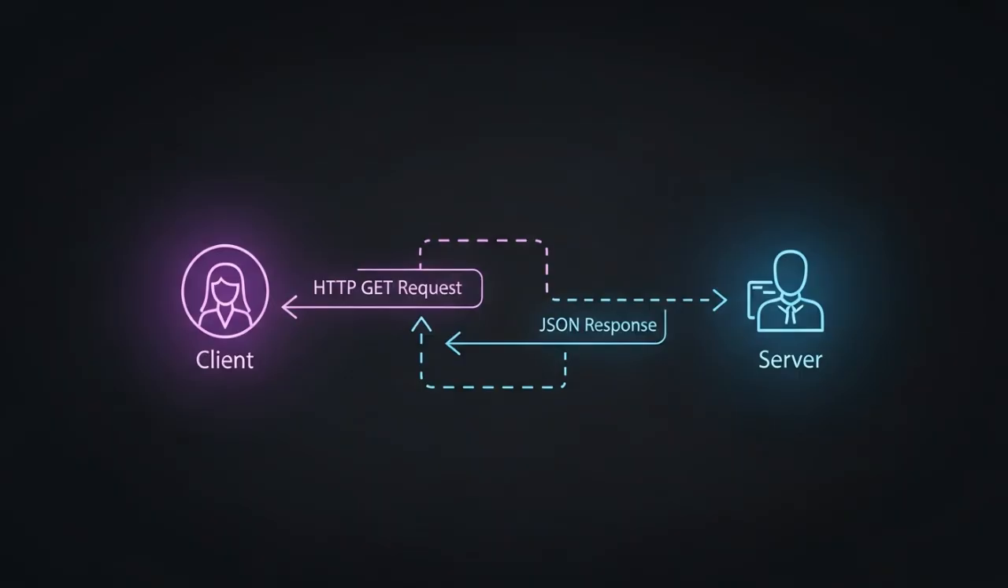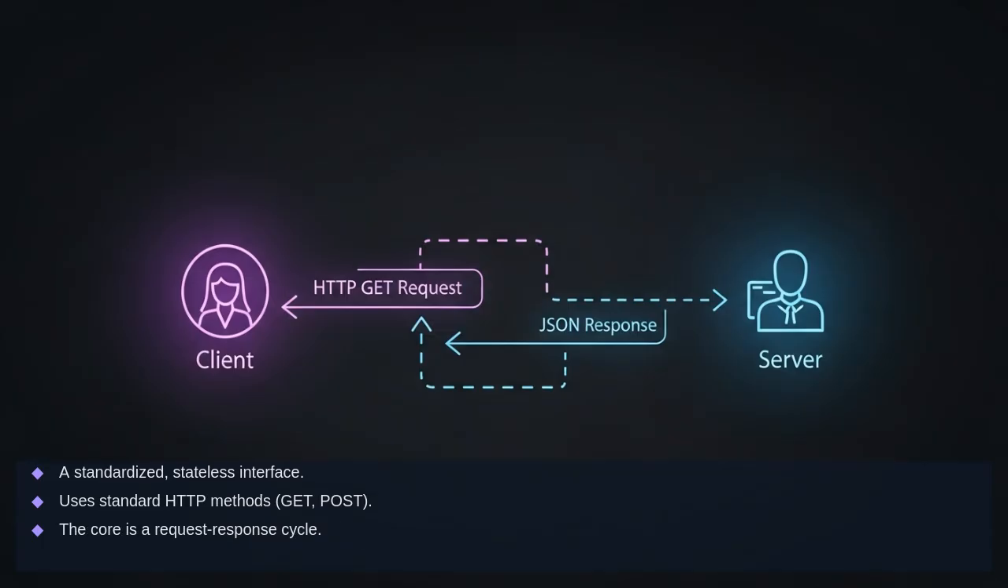First, let's talk about REST, Representational State Transfer. It's an architectural style where resources are accessed through a standardized, stateless interface. It uses the existing HTTP methods like GET, POST, and DELETE, making it incredibly intuitive. A client sends a request. The server processes it and sends back a response, and then the connection is typically closed or reused. This request-response cycle is its core characteristic, perfect for most standard API interactions.